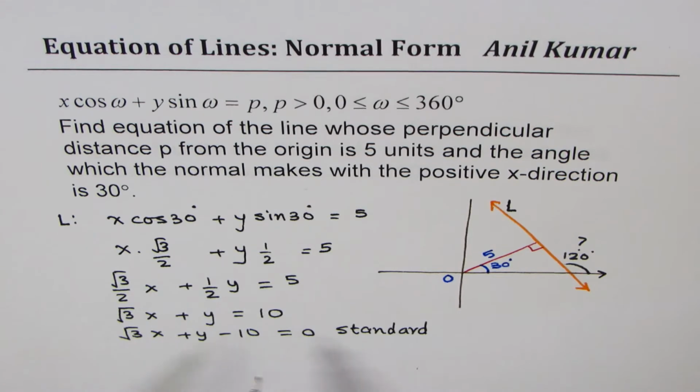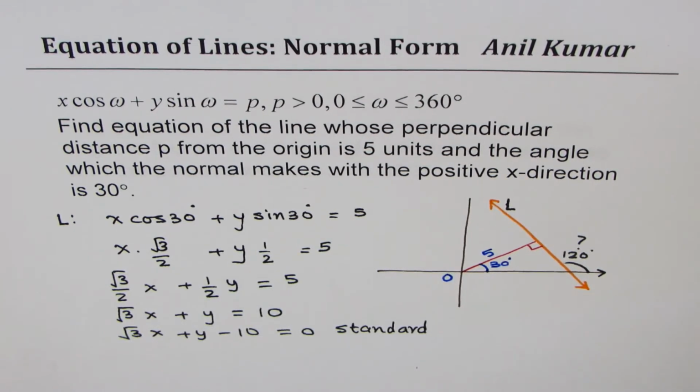You could have converted this into any form you like, right? So the idea is that we could represent a line in normal form, and then from there we could also write it in other forms. So let me take another example.